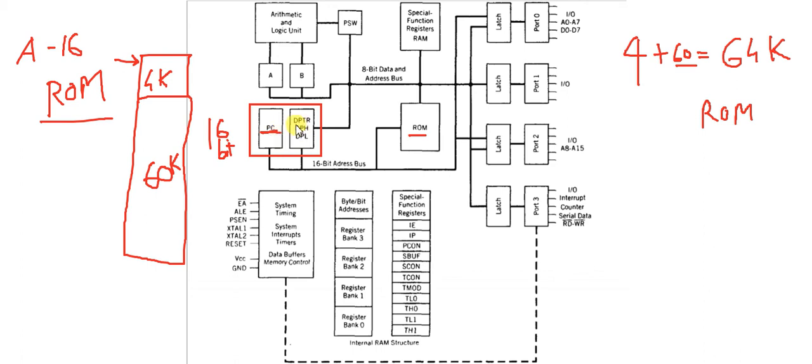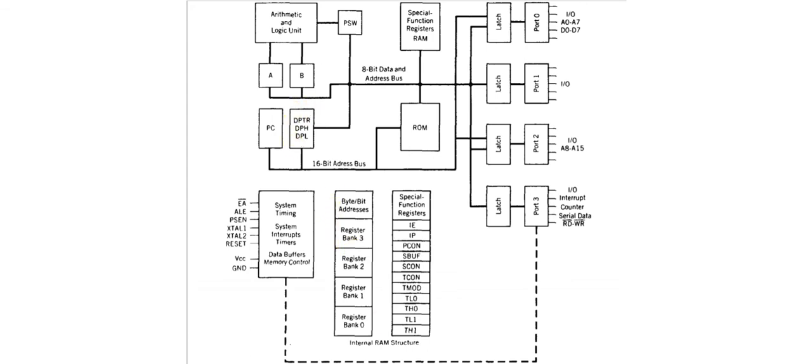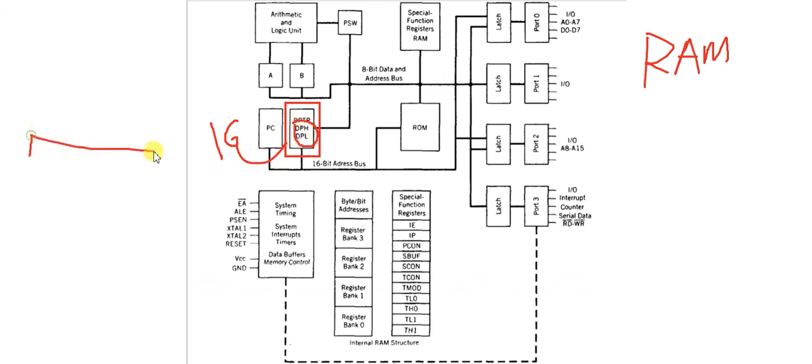Okay, and DPTR, in case of DPTR, it is the pointer of external RAM. Okay, it is the pointer of external RAM. So if I draw the RAM, it is again 16-bit. Okay, DPTR is 16-bit, but it is divided into two registers, DPH and DPL. So DPH and DPL both are 8-bit.